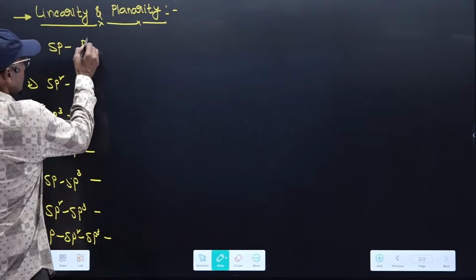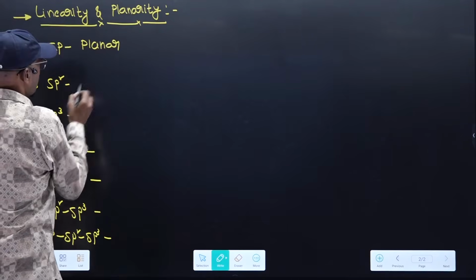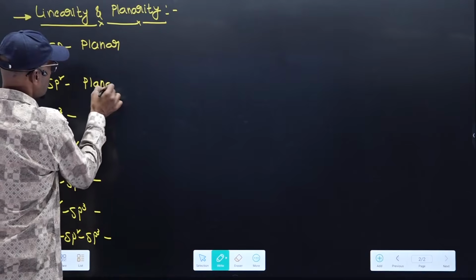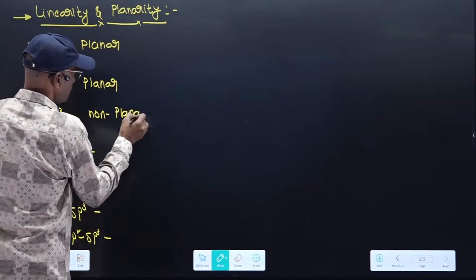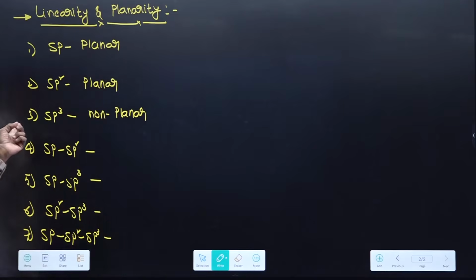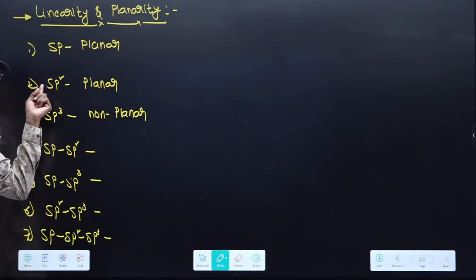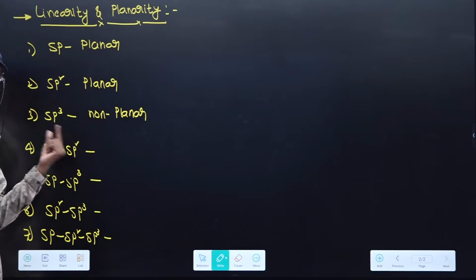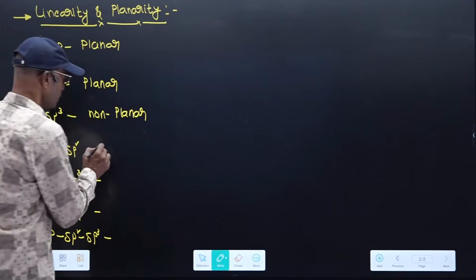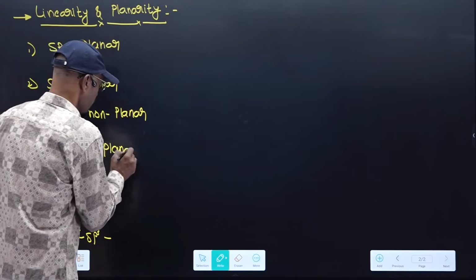See, if molecule having sp, planar. If molecule having sp2, it is also planar. Then what about sp3? It is non-planar. If any molecule having only sp3, non-planar. Only sp2, planar. Only sp, planar. If molecule having sp, sp2, it is also planar.